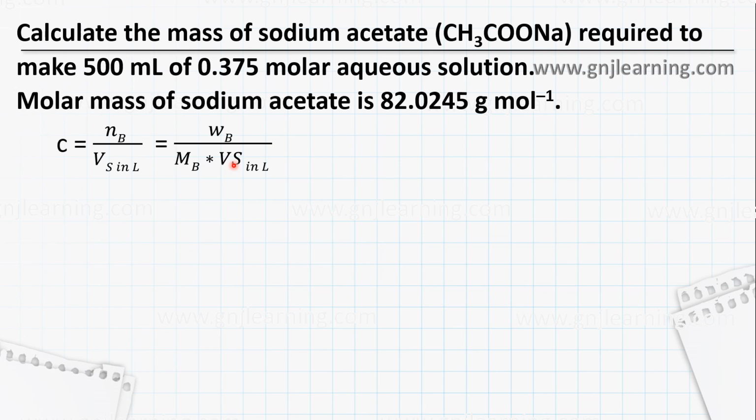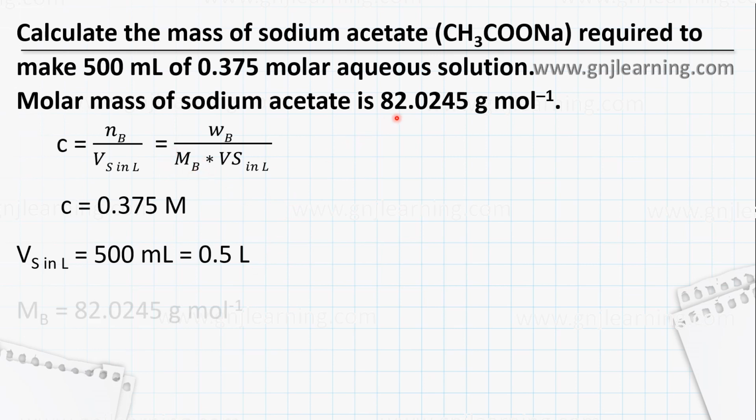So what are the variables that we have in this question? We have C. C is given, 0.375 molar. And what else is given? Volume is given as 500 ml, but here what we need is in liters. So when I divide it by 1000, I will get 0.5 liters. And they have also provided Mb, that is 82.0245 gram per mole. So all the variables are provided other than mass. So you can calculate the mass from this.